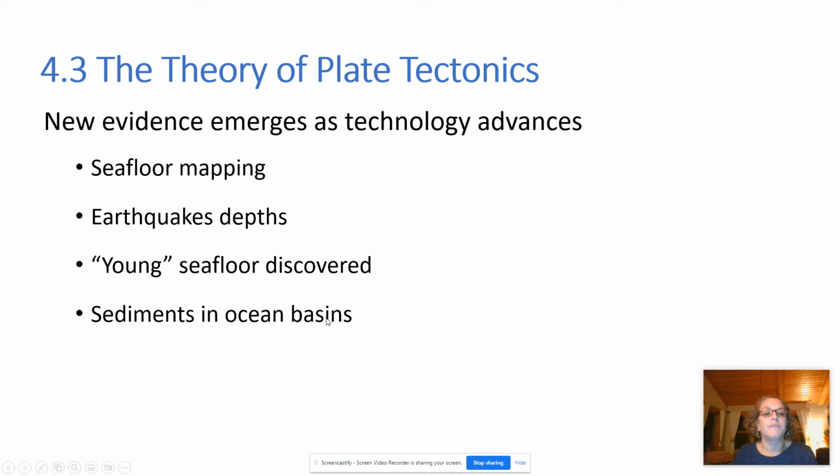So this evidence is important to look at, and we're going to look at it in a little more detail, but really you're going to be able to make the connection between why this was so important and stood as evidence for the theory of plate tectonics. You'll look at that in a little more detail as we learn about the structure of the Earth in the future sections. But we'll take a look at a couple of these ideas now.